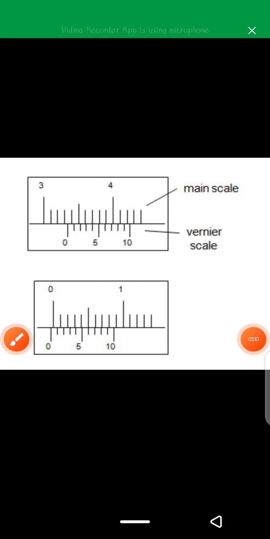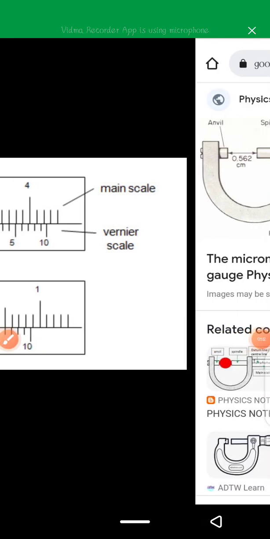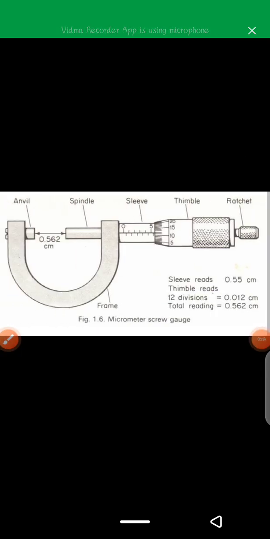Now let's go to that of the micrometer screw gauge. Your micrometer screw gauge is very similar to your main scale, it's just that the arrangement is a little bit different. Now moving on here, you have your main scale.